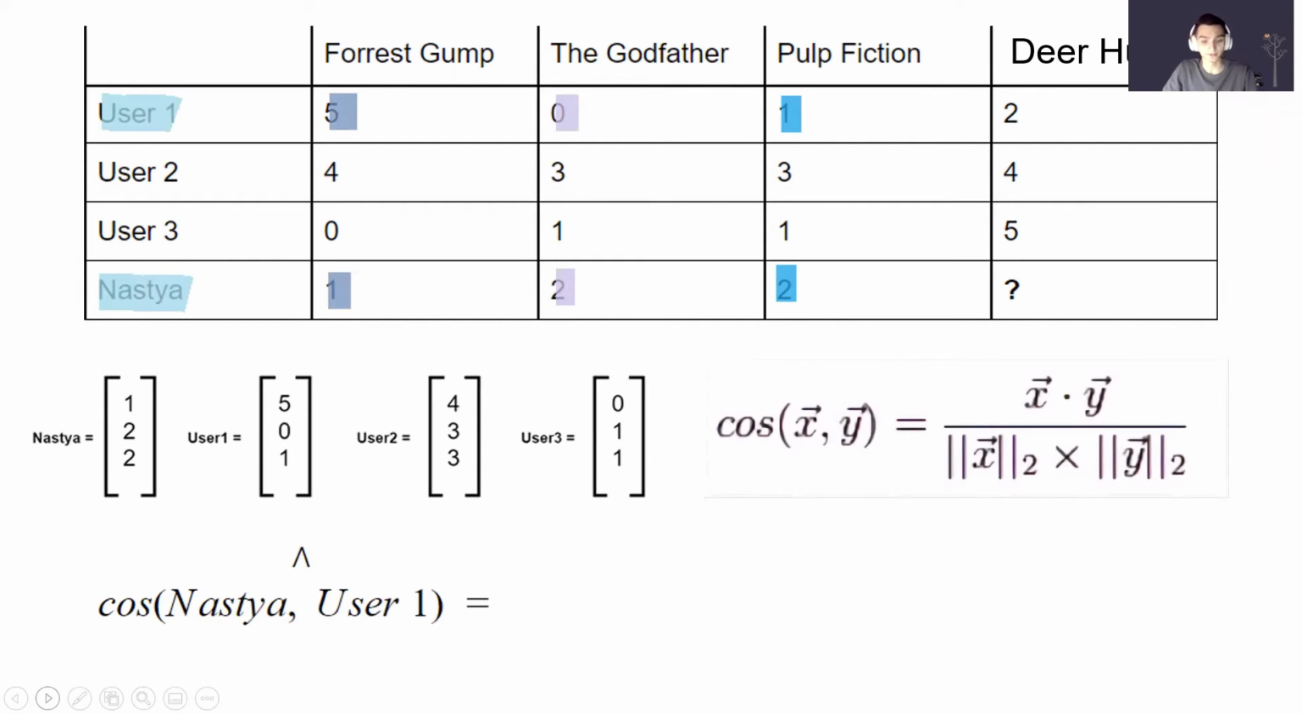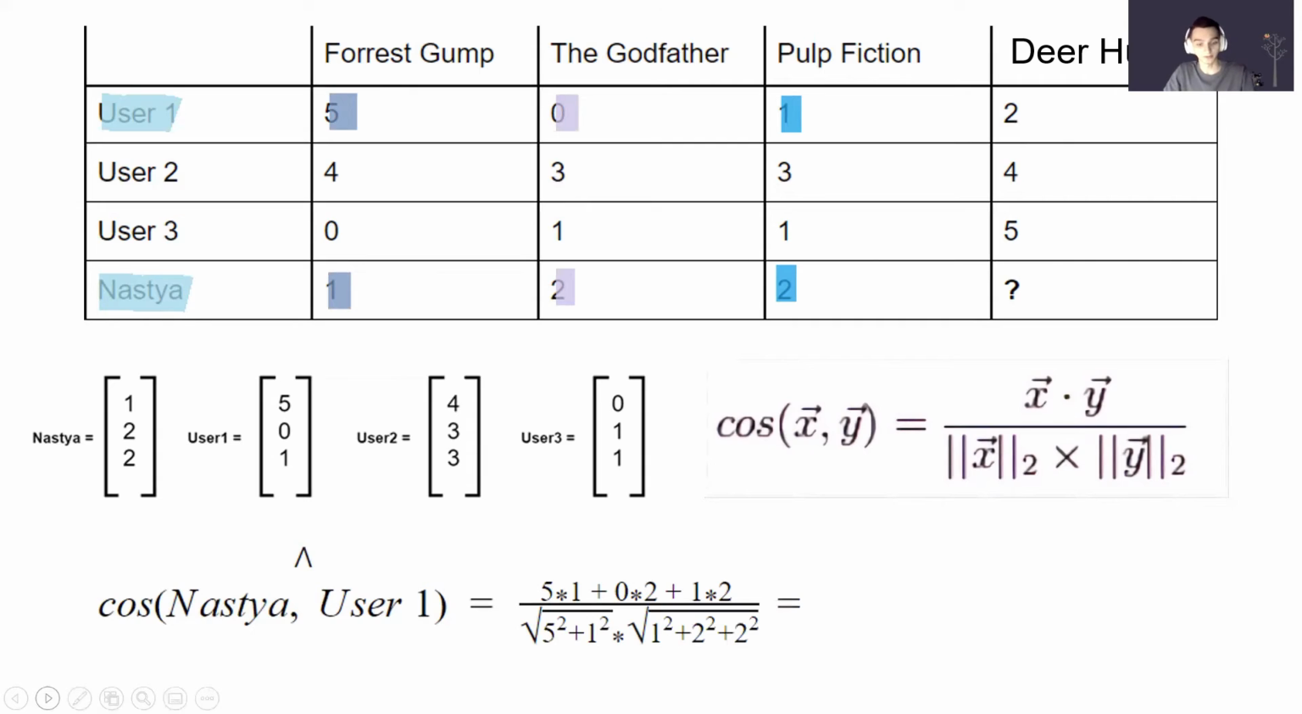So we need to calculate how similar the users are to Nastya. We will start with the first user. First, we need to find the cosine measure for two vectors. It's the cosine of the angle between them. So let's present their grades for the first 3 films as vectors, as you can see on the slide. In the numerator, we put a scalar product of grades. We take grades of Forrest Gump from both users and multiply them, and do the same with grades for The Godfather and for Pulp Fiction.